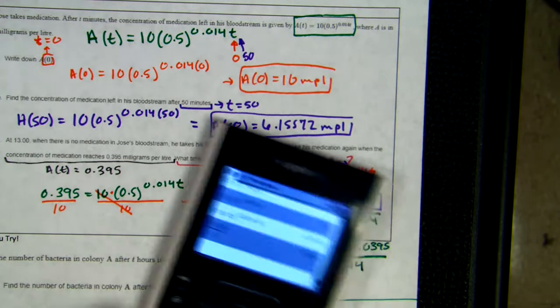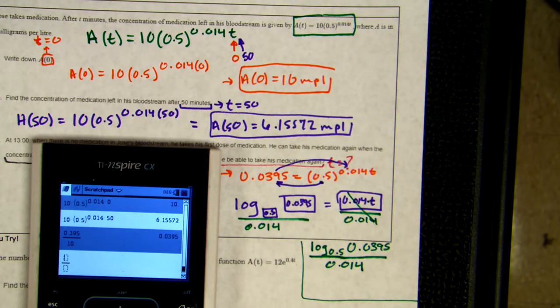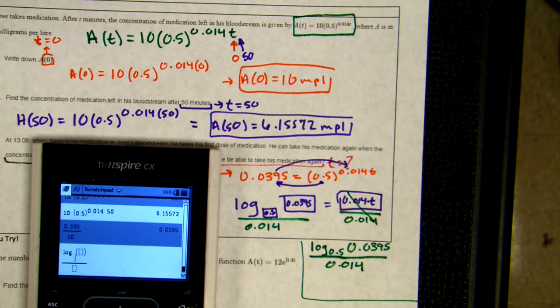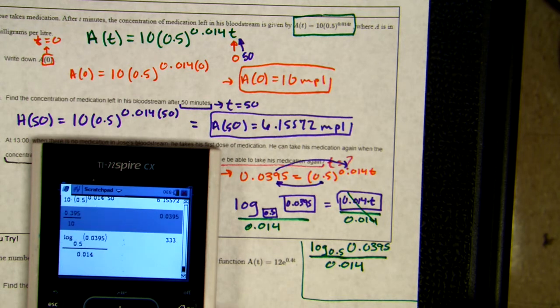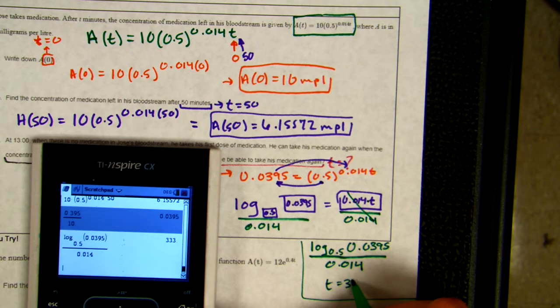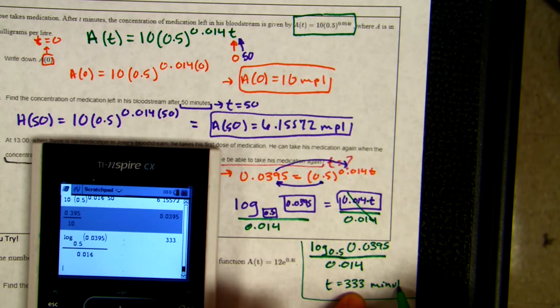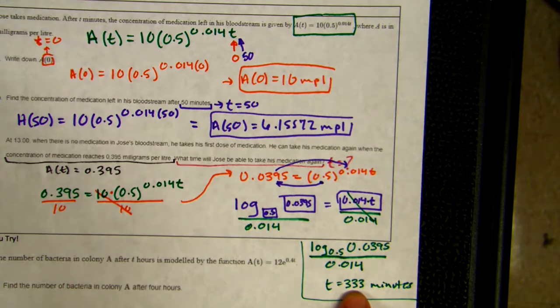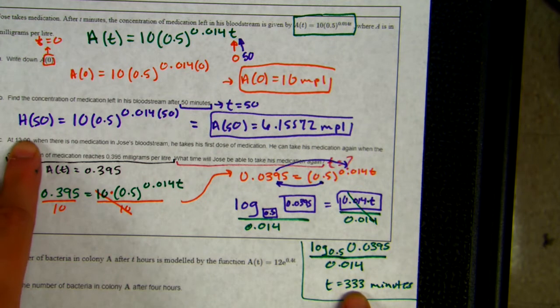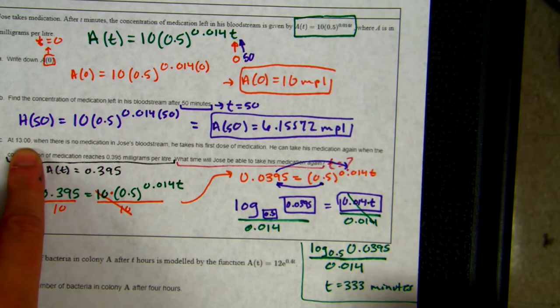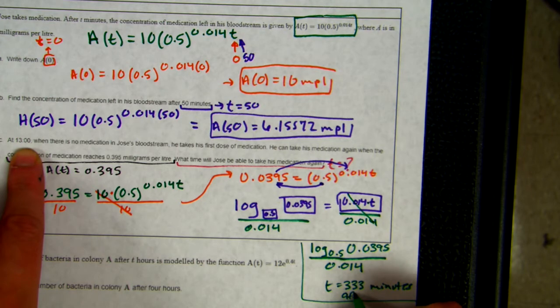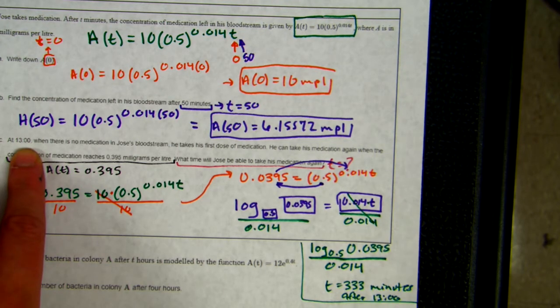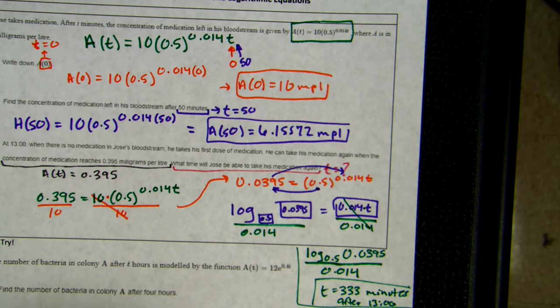I set up my fraction bar first, and I've got log base 0.5, 0.0395, all of that over 0.014, and I get 333. So I have t is equal to 333 minutes. So 333 minutes after 13 o'clock is when he can take his medicine. So 333 minutes after 13 o'clock. And that is my final answer.